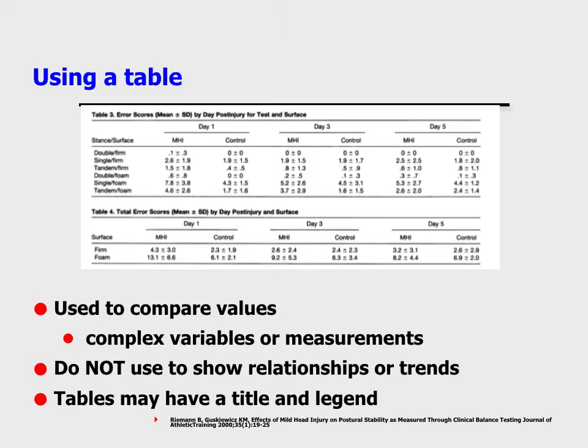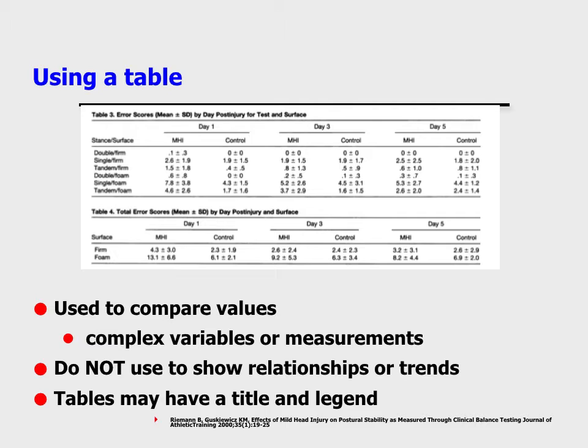We can also use a table. Tables can get very, very difficult to read. They can be very messy. However, this is nicely done. Again, the mild head injury versus the control, day 1, day 3, day 5, very nicely delineated. And here are the error scores here. The mean plus the standard deviation, day 1, day 3, day 5.